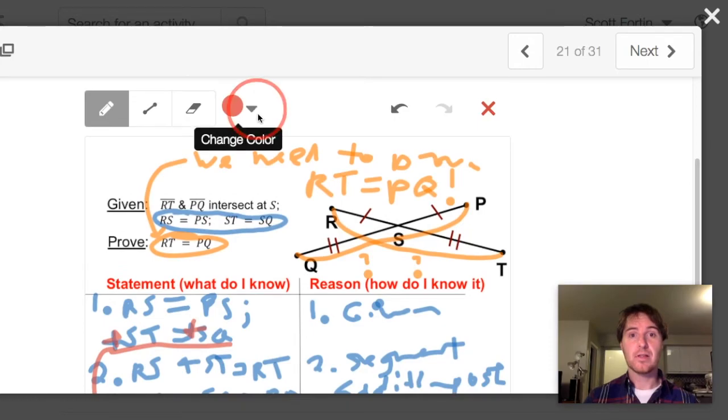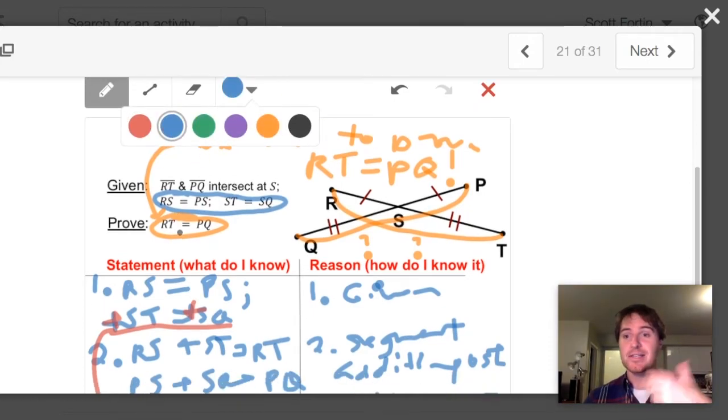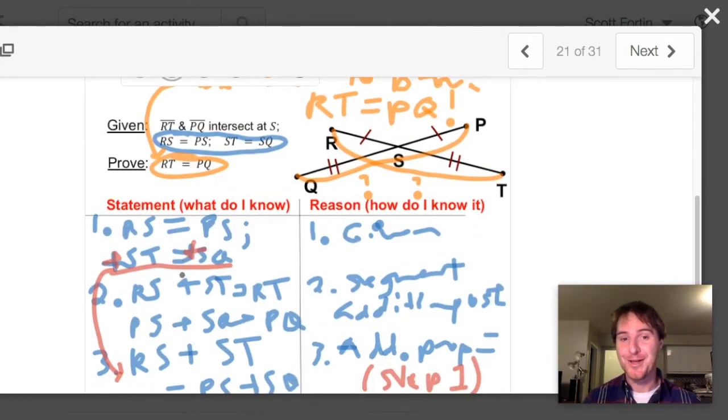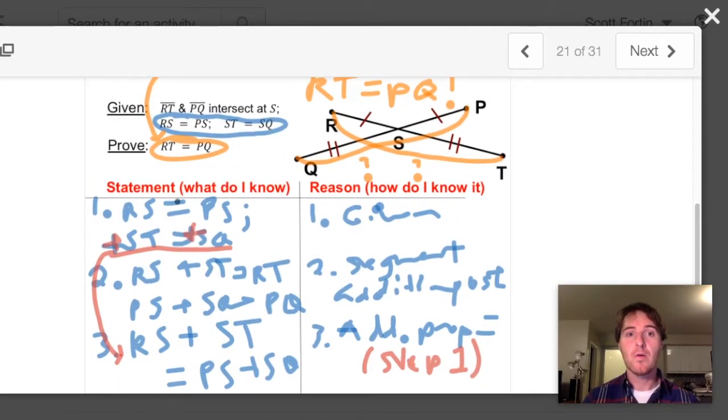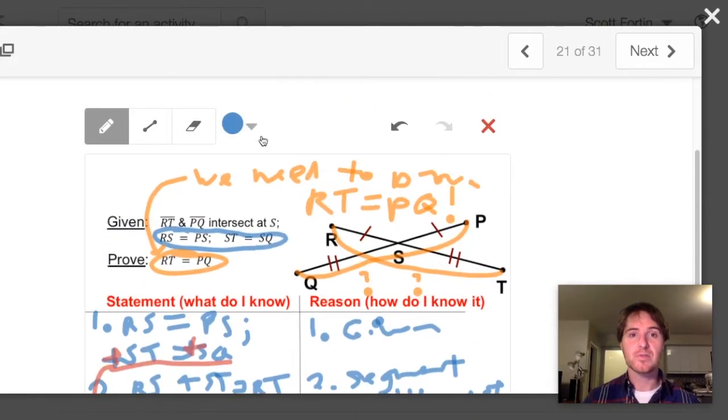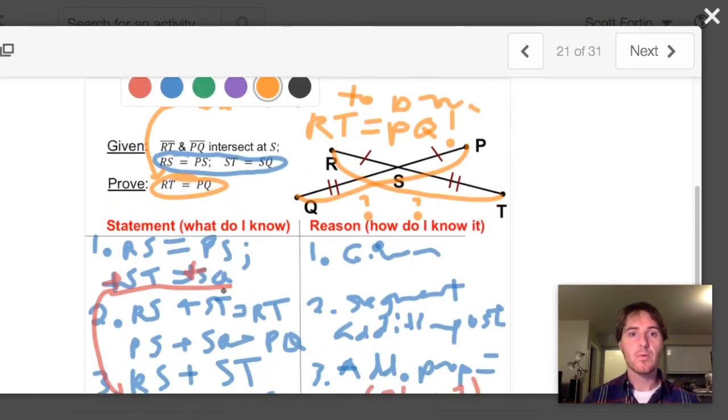And the reason why I'm going so slowly on this is because it's the first time, and you just need to see practice, and I'll show you examples that are a lot faster after this, I promise. Step 4. Okay, step 4 is actually how we're going to finish it. So let me switch to that color. All right, it's orange right here.